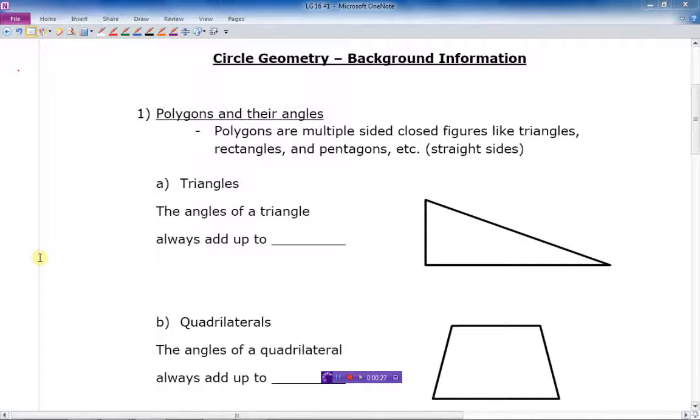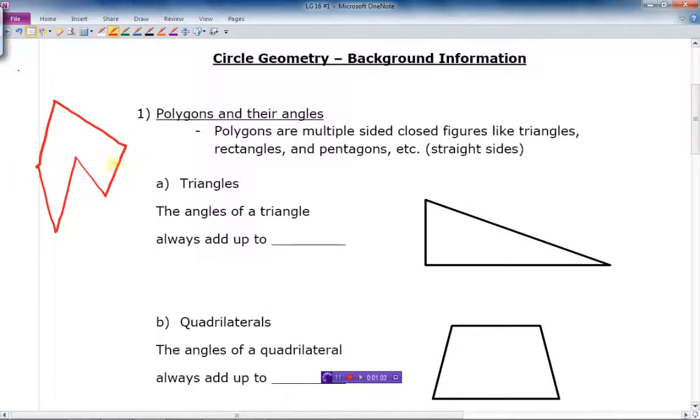Polygons are multiple-sided closed figures like triangles, rectangles, and pentagons, etc. So if I was to try to draw a basic pentagon here, first of all, it has straight sides. All the sides are straight. So I'll try to make them as straight as I can. And it can look whatever shape you want it to look like, as long as they're straight sides, and as long as it closes up, so there's no gap. And there it is. There's a figure.